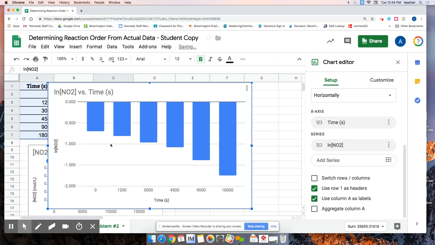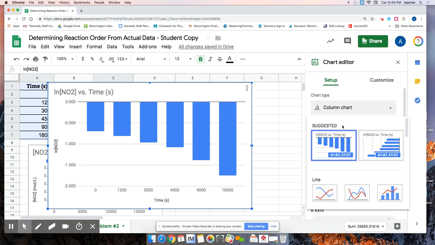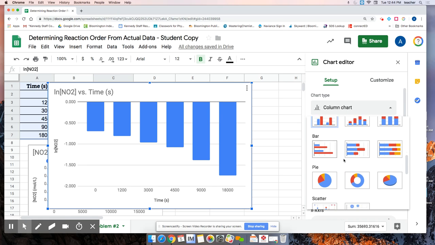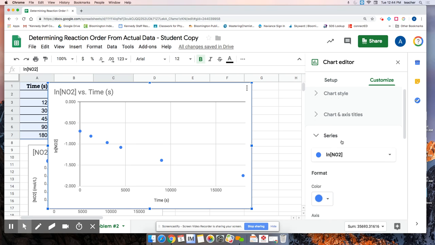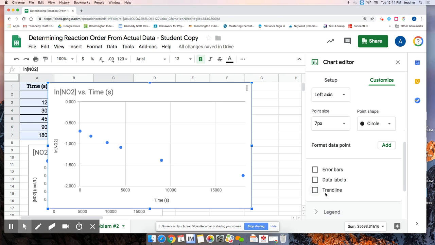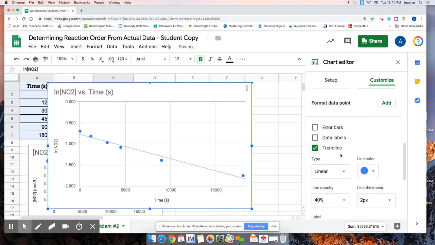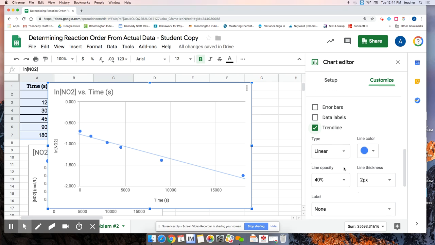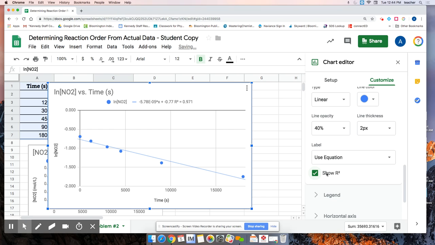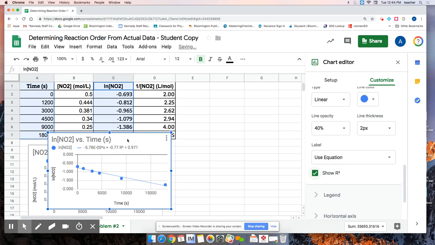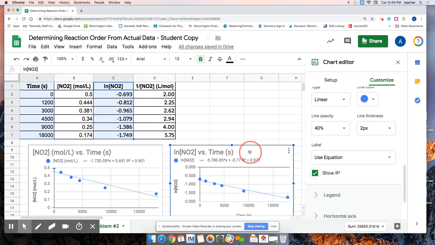Insert chart. And I need to set it up so that it is a scatter plot. And then I want to put in my trend line. So I can see when I put that trend line in, this is not linear data, but let's double check. So I'm going to use my equation and show my R-squared value. So 0.97 is pretty good, but it's clearly not straight. So let's see if we can do better than that. So I'm going to minimize that one as well.